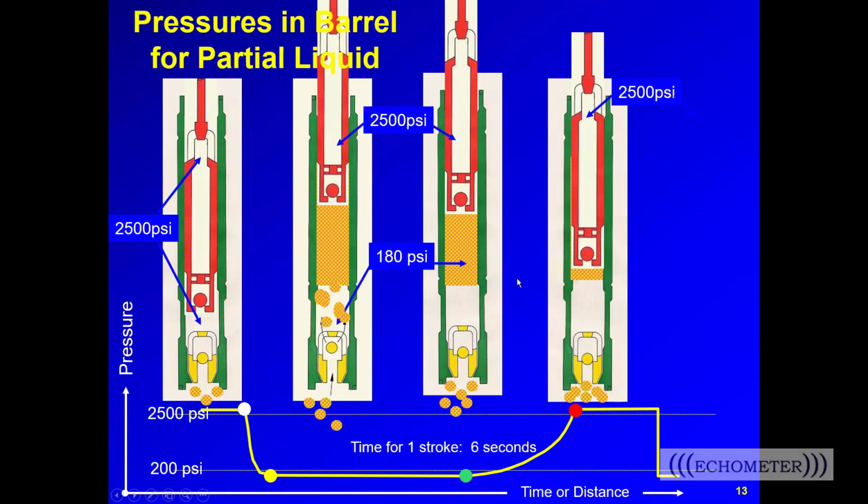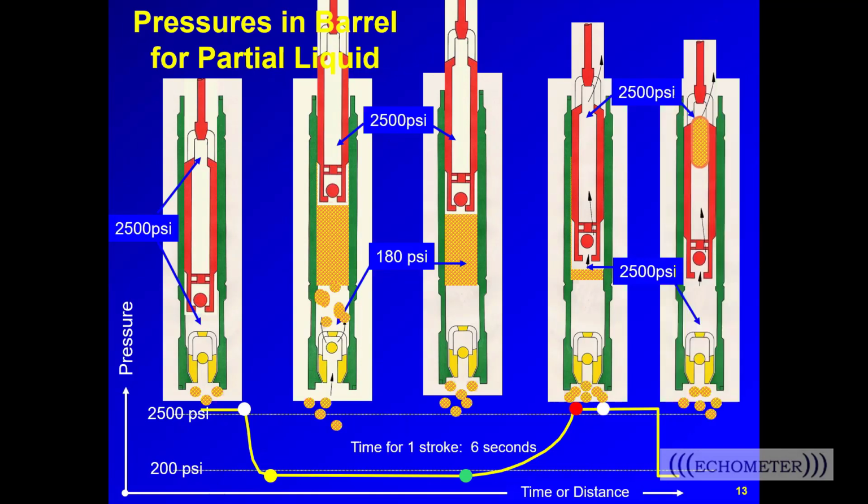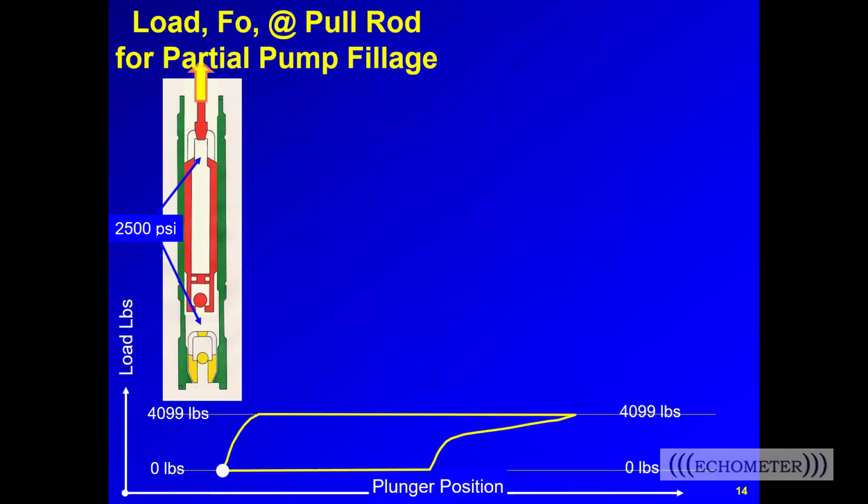Now on the downstroke, when we have a pump full of gas and liquid, the plunger has to move farther before the gas and liquid mixture are compressed enough to increase the pressure from 180 psi to over 2500 psi. And now the traveling valve comes off the seat, and the gas and liquid are transferred to the tubing. So how does this look when the card is being drawn?